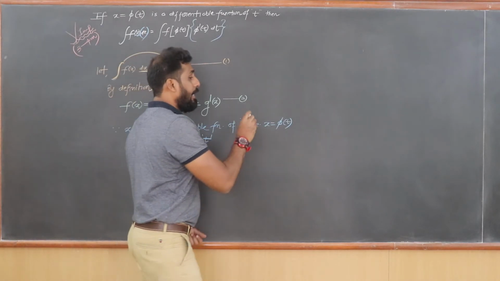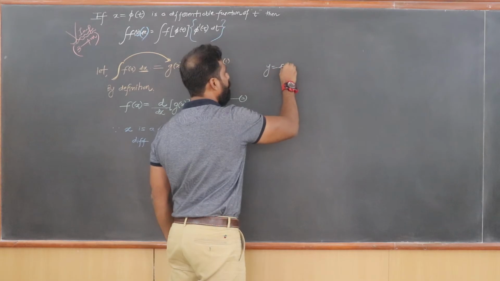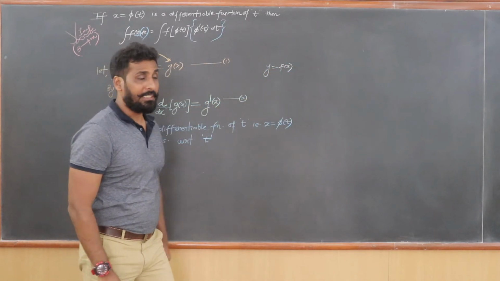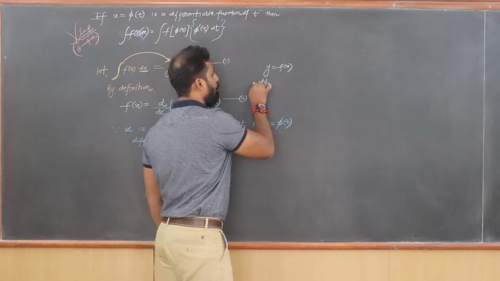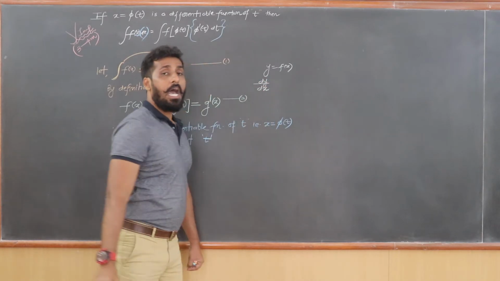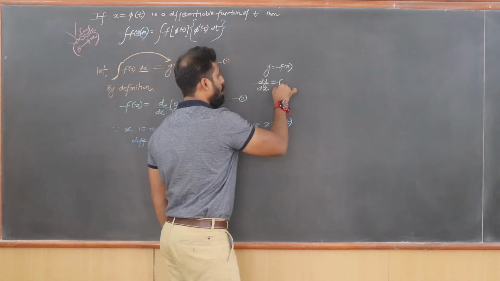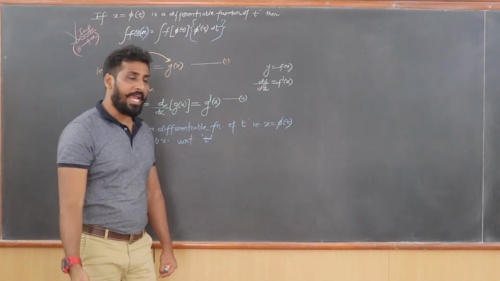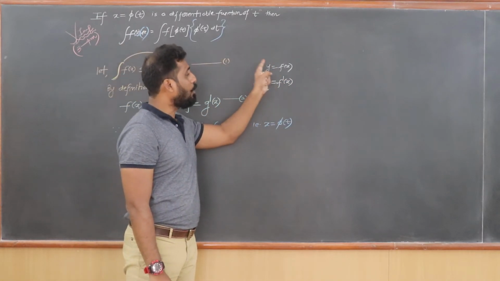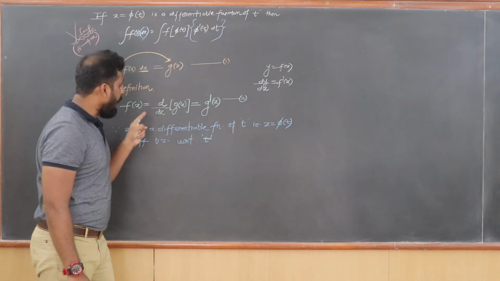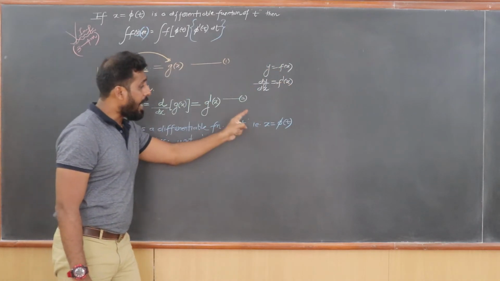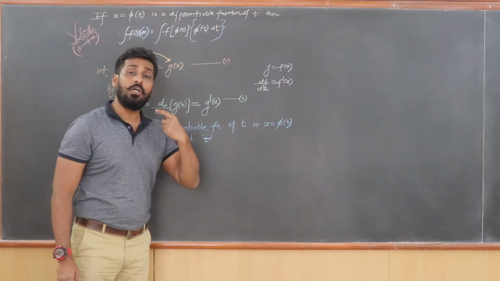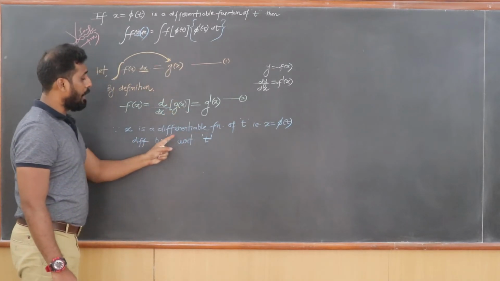You must be recalling, if I have y is equal to f of x. This is what we have seen in derivatives. When y is equal to f of x, then if I differentiate both sides with respect to x, I get dy by dx is equal to first derivative of f of x, f1 of x. So dy by dx came f1 of x because y was a function of x. Here x is a function of what? t. x is a function of t, hence we will differentiate both sides with respect to t.